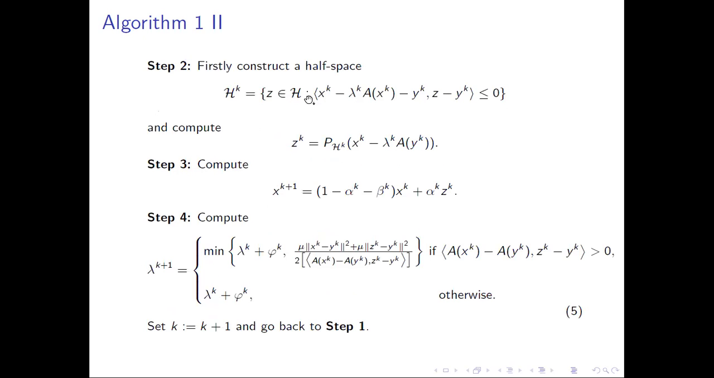In step 2, first we construct a half space by using the center idea, and then compute the second projection on the half space. Step 3 is a Mann type step, which is used to prove the strong convergence of a sequence. In step 4, we update the step size by using this formula, and we add the phi k sequence, which helps to produce a non-monotone step size rule.